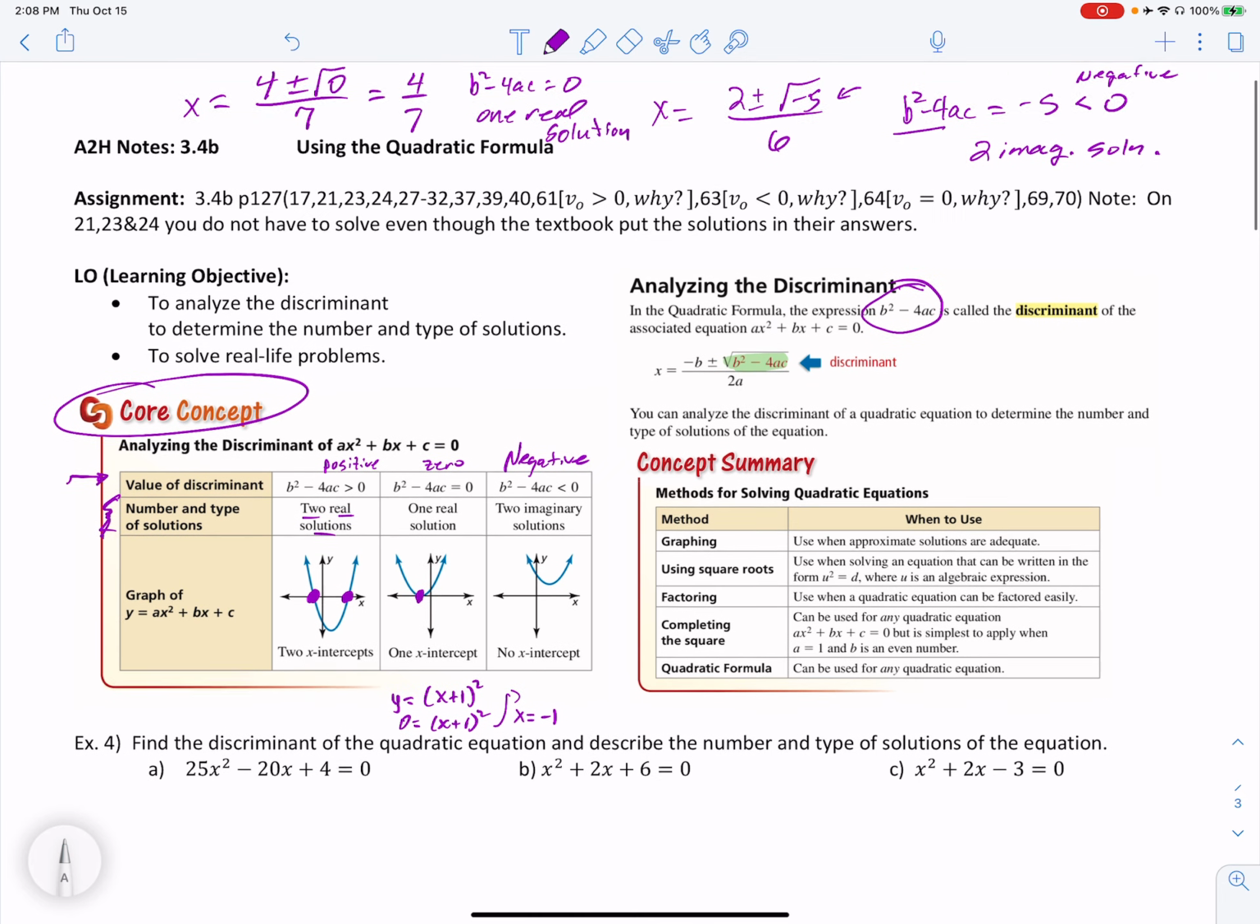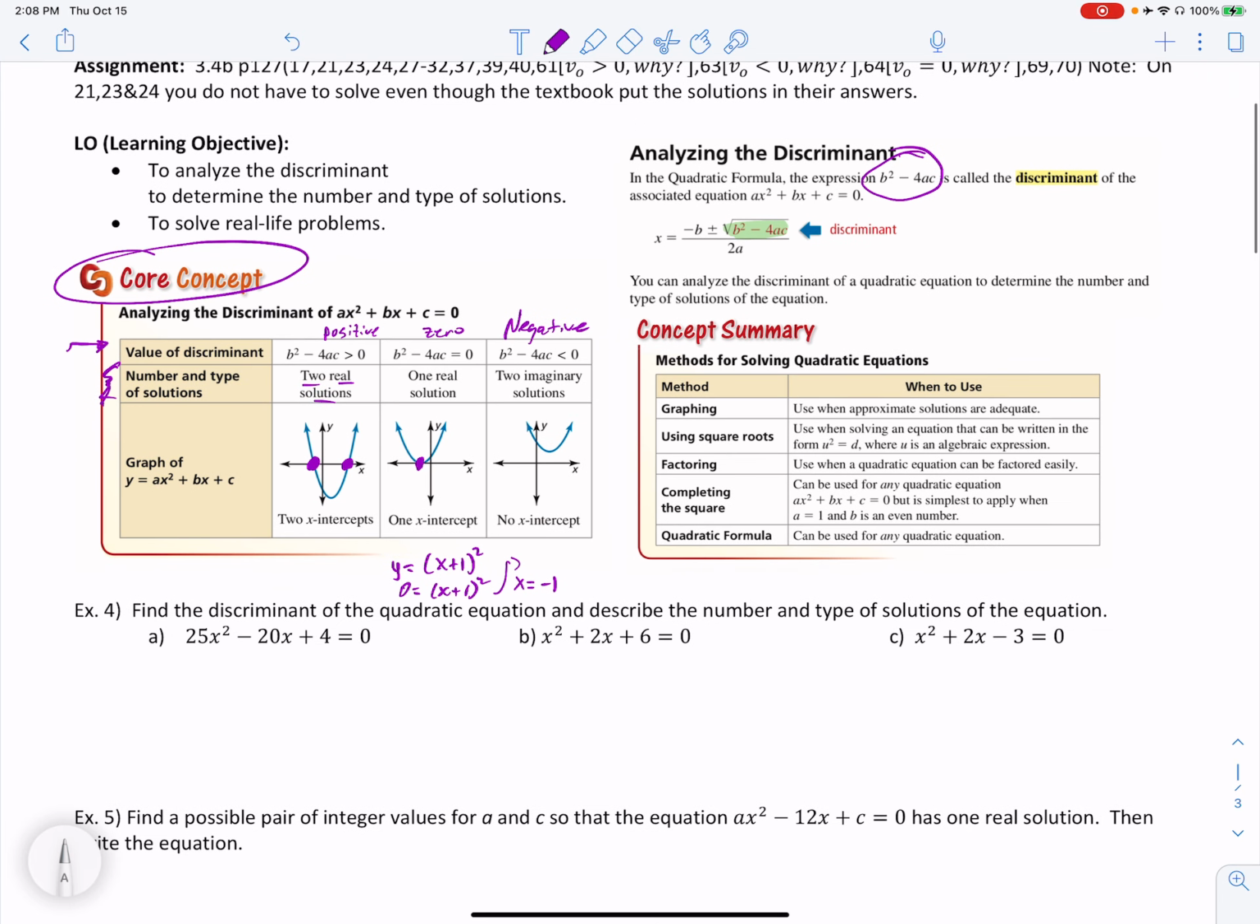All right, and then just a concept summary over here. Methods for solving quadratic equations that we've had. We've done it by graphing, using square roots, by factoring, by completing the square, and using the quadratic formula. And here are the hints of when to use them.